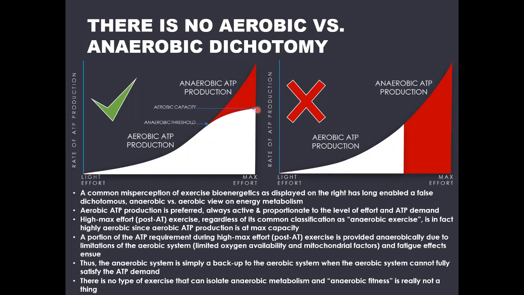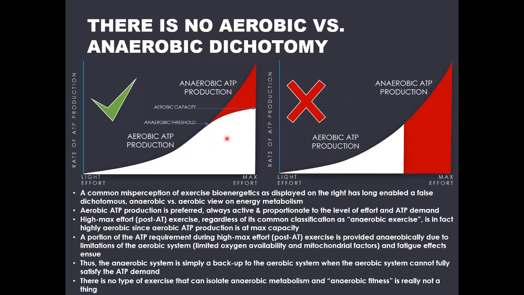So the correct perspective on anaerobic and aerobic metabolism during exercise is that the anaerobic system is simply a backup to the aerobic system during exercise intensities in which the aerobic system cannot fully satisfy the ATP demand of the active muscle cells. Now, another correct perspective is that there is never a situation in which the aerobic system shuts off and the anaerobic system completely takes over. Again, this is false.